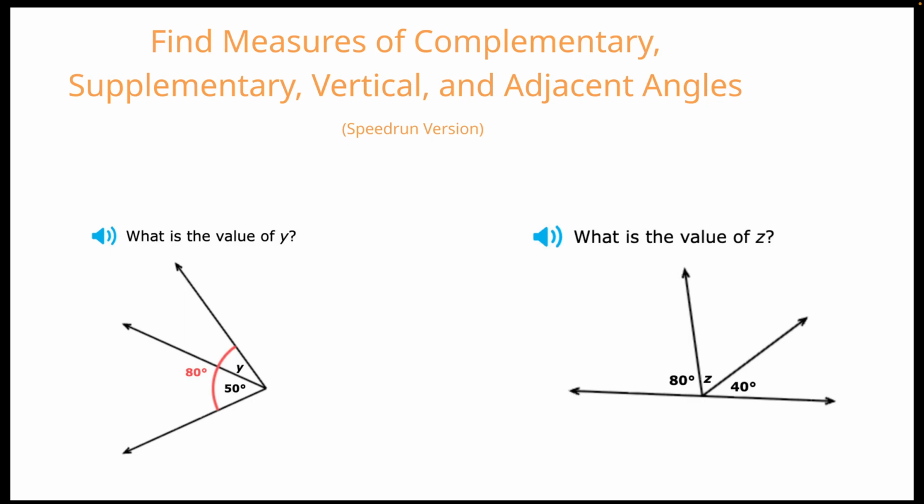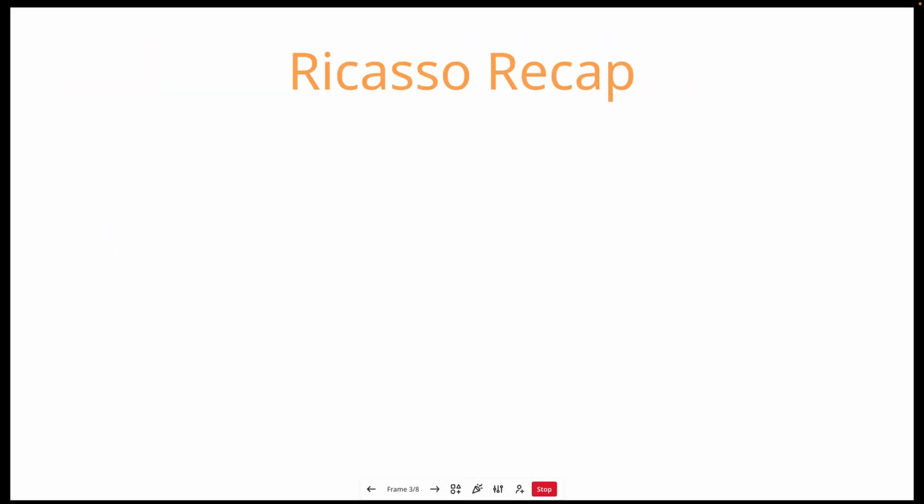Today we're going to be looking at how to find the measures of complementary, supplementary, vertical, and adjacent angles, similar to these problems that you see up on the screen here. Just a reminder, this is the speedrun version where we go through it pretty quickly. If you'd like the normal version of the lesson, I will link that in the description below. All right, your Ricasso Recap starts now.